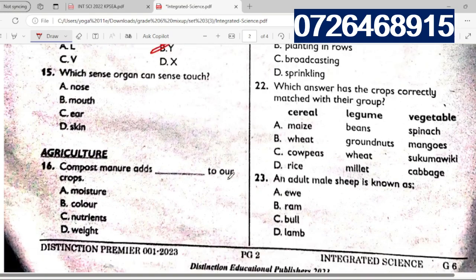Which sense organ can sense touch? Touch? It is the skin. Nose and smell.